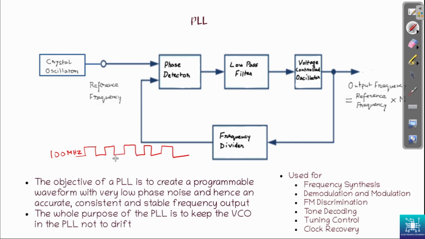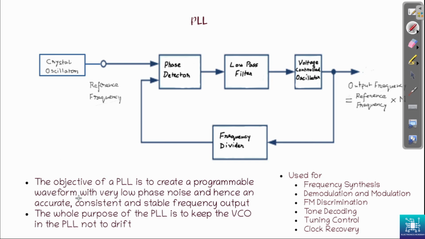The objective here is to keep this clock at 100 megahertz. So there will be various factors like temperature and other factors which will cause this clock to shift in its frequency. It could be 101 megahertz, or it could go lower, say 98 megahertz, and so on with time. And we do not want this deviation. So we want the clock frequency to stay stable at 100 megahertz. And if there is any deviation, it should be immediately corrected. And that is the job of the phase lock loop.